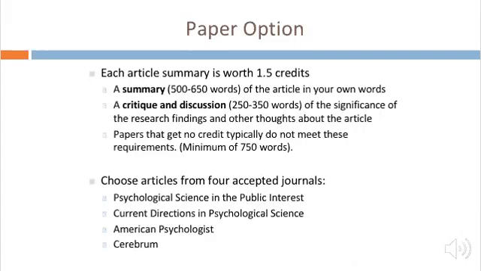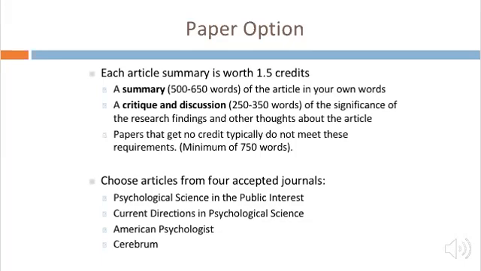The second section of the paper option is a critique and discussion of the significance of the research findings, and this must be at least 250 words. Again, it also must be in your own words, so the total word count requirement is 750 words. This does not include any headers or your name. Make sure you do a word count to ensure that you meet the requirements.